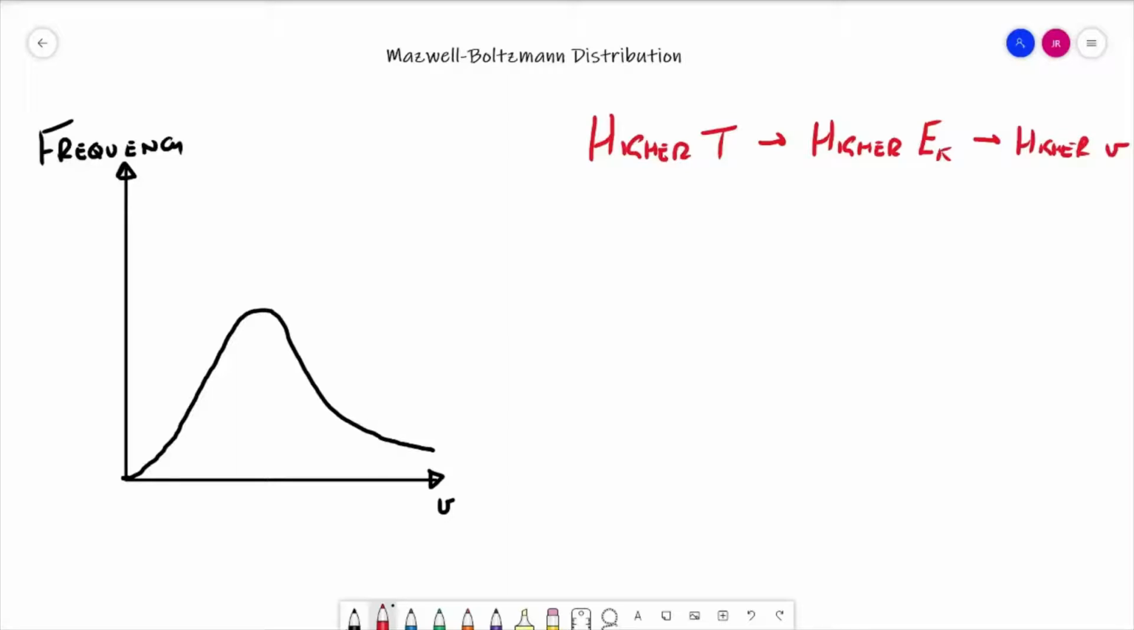What's going to happen to the graph then if we increase the temperature is we're going to end up with a graph that looks something like that. Now, you'll notice that two things have happened, and what we're going to do is focus on the peak of the graph. The peak of the graph is there. And two things have happened to the peak. Firstly, we can see that the peak has moved to the right.